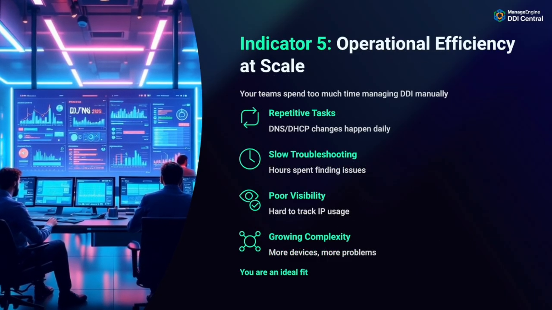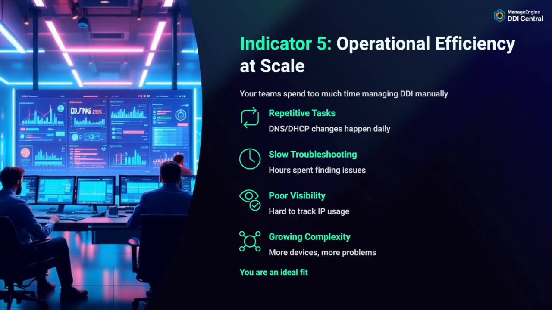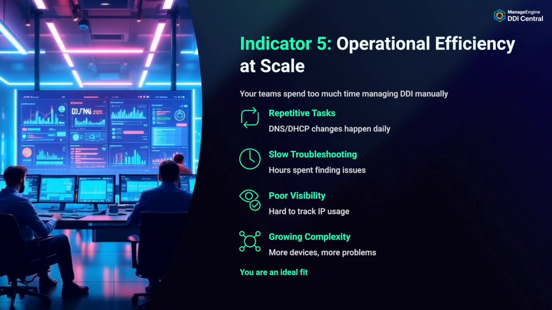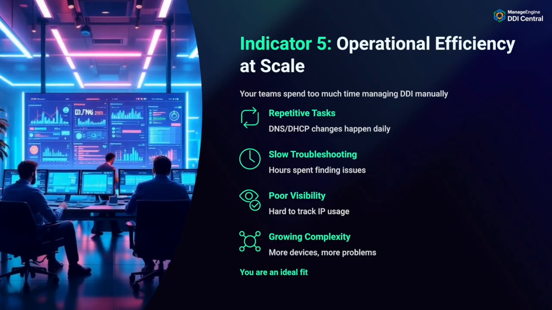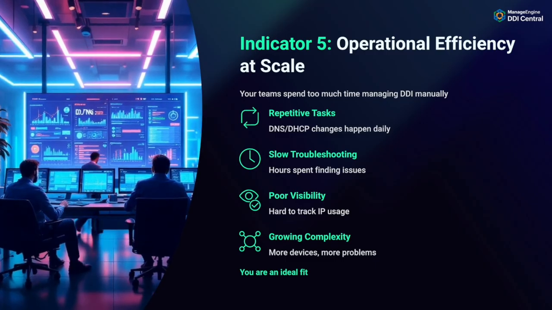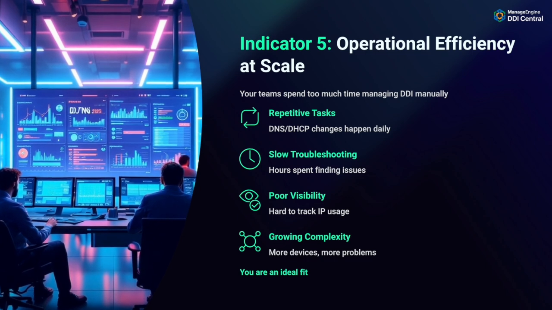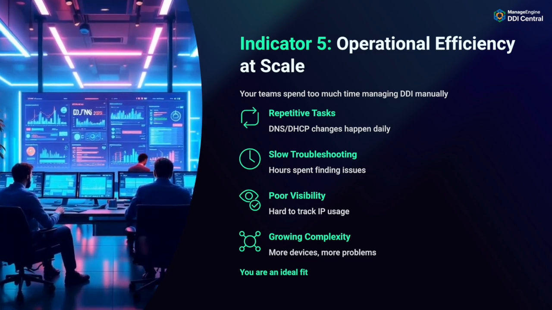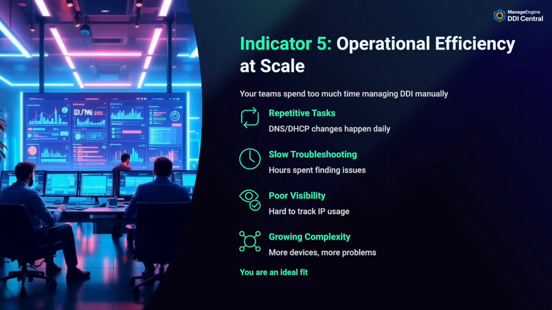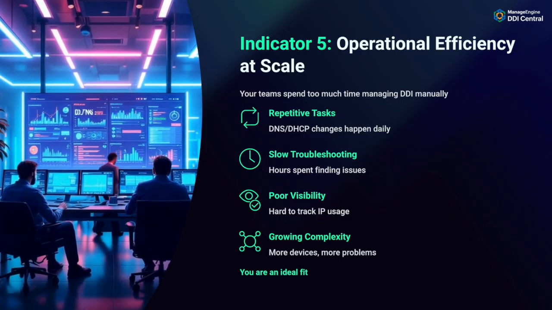Indicator 5. Your operations don't scale as fast as your network. Your teams spend hours managing routine DNS and DHCP changes. Troubleshooting takes longer than it should, and visibility into IP usage remains limited. What should be simple, repeatable operations turn into time-consuming manual effort. As your environment grows, more devices, more users, more locations, complexity compounds.